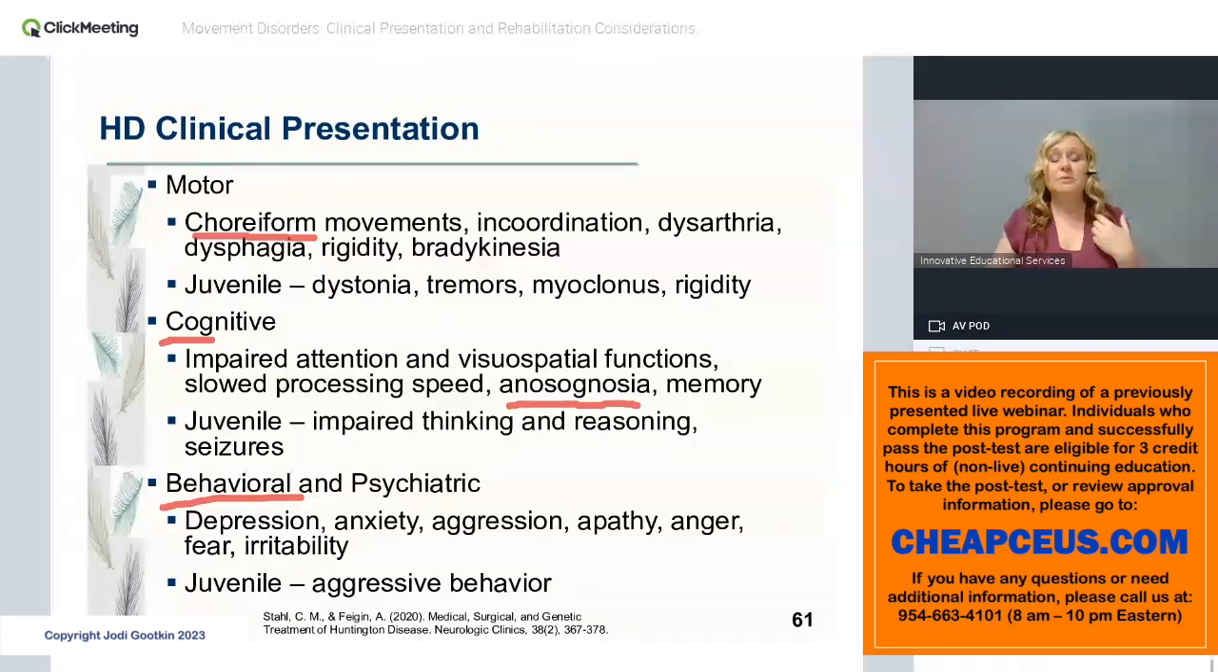And that's going to be combined with short-term memory impairment. There tends to be more of a leaning towards aggression, anger, irritability, and put that with the fact that they don't think anything is wrong. You could see how we really need to be considerate of our approach to these patients.